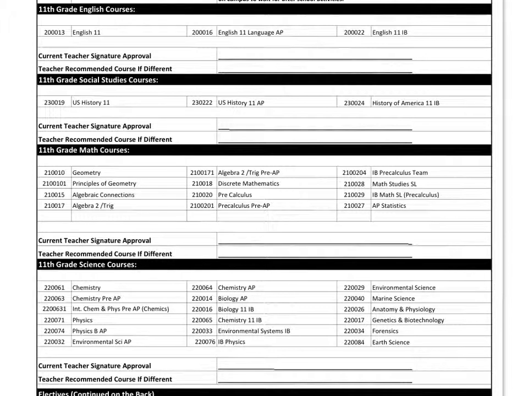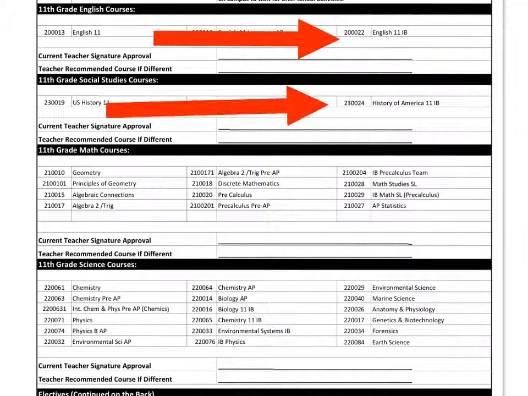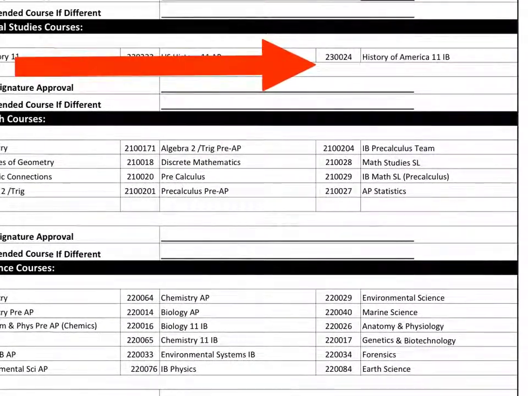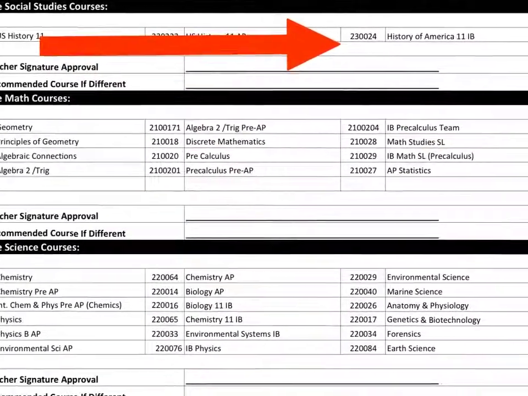The first two of those classes, one is taking English 11 IB. The second class that's required for everyone entering the IB program is the History of America's 11 IB as well. So those are two classes that really don't need a lot of discussion because those are two of the required classes where you don't have any options. Where you do start to get into some options, and some that I really want to spend a little more time talking through, are in your math sequence as well as your science options.